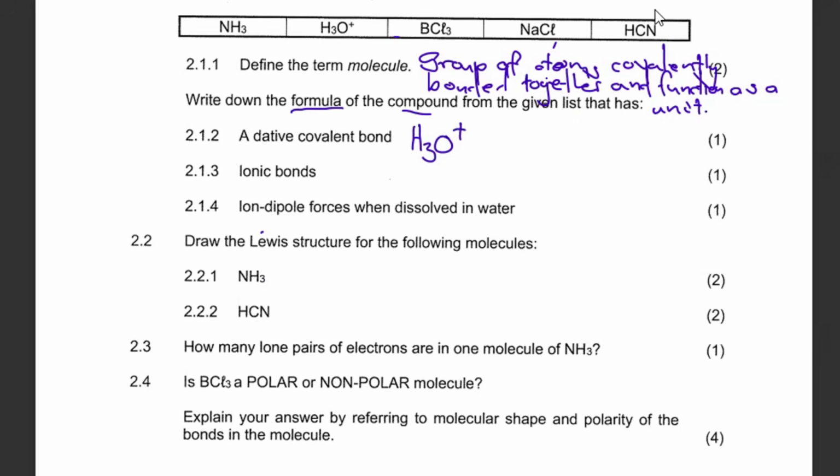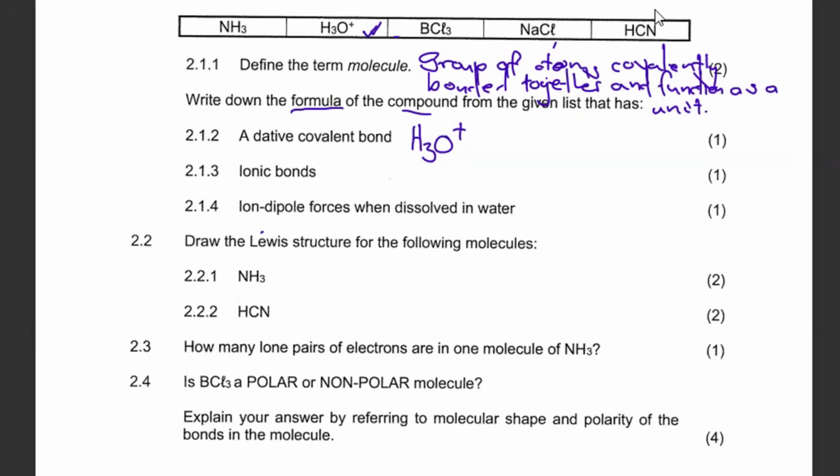So it's actually going to give out to the other one. The one that can actually give out here: write down the formula of the compound from the given list that has a dative covalent bond. It is going to be H3O+ there. That's the one that forms a dative bond. Remember, only one side has to give, or pay for the meals, if you were to put it like that. So in this case, the one that can form a dative bond is H3O+.